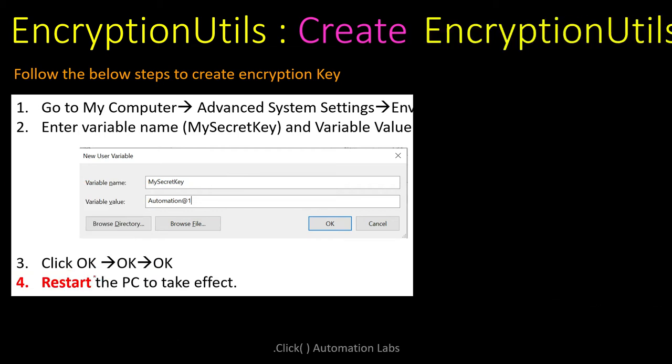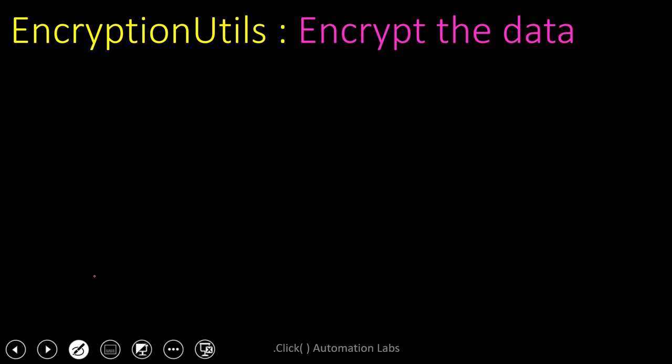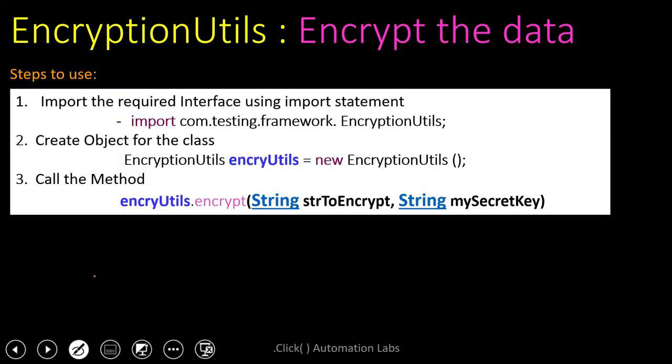Once you are done with the secret key, the next step is to encrypt the data. To encrypt the data, you don't need to write any lengthy code. You don't need to write any SHA algorithms, nothing. It's very simple. Once you add the jar file to your project, import this encryption utilities class into your test script, which is nothing but a Java class. Once you are done with this import, you can create an object for the encryption utilities class.